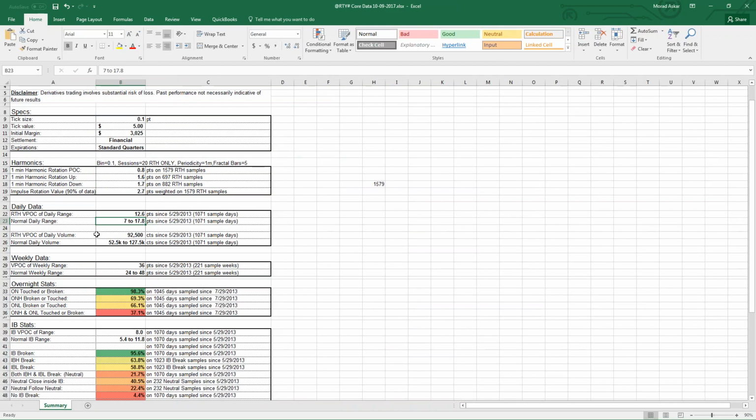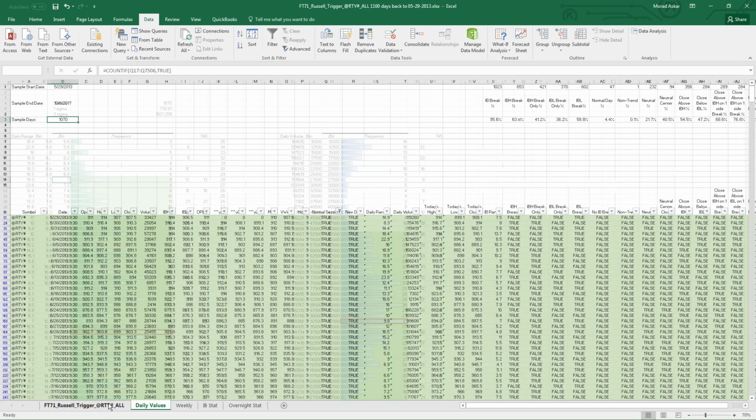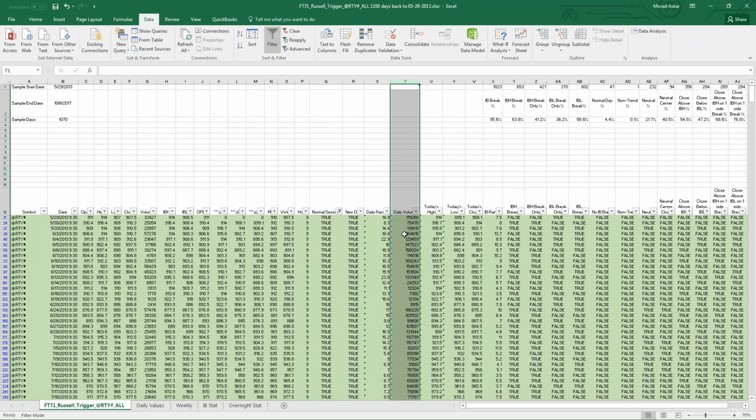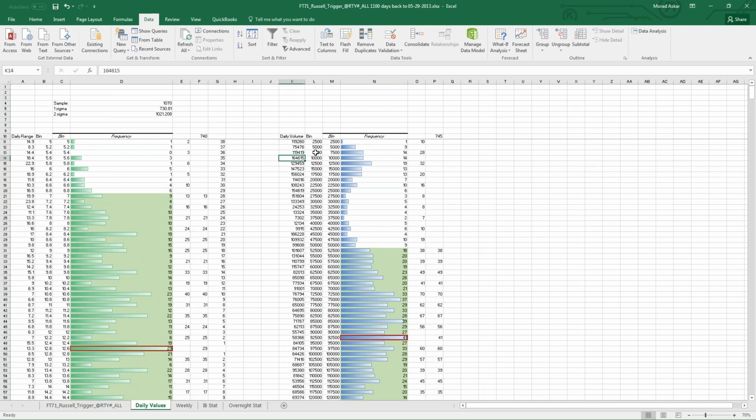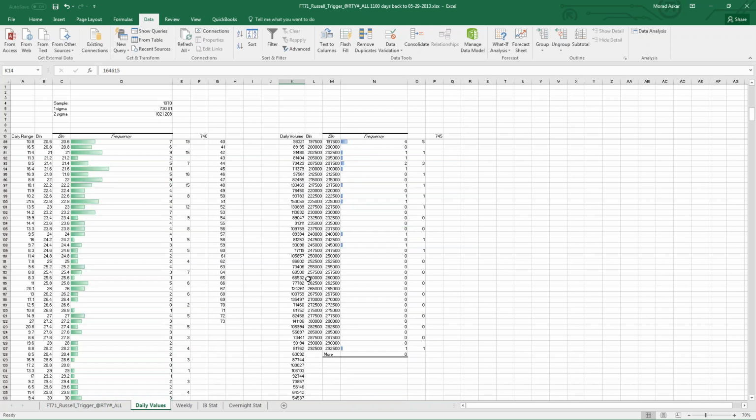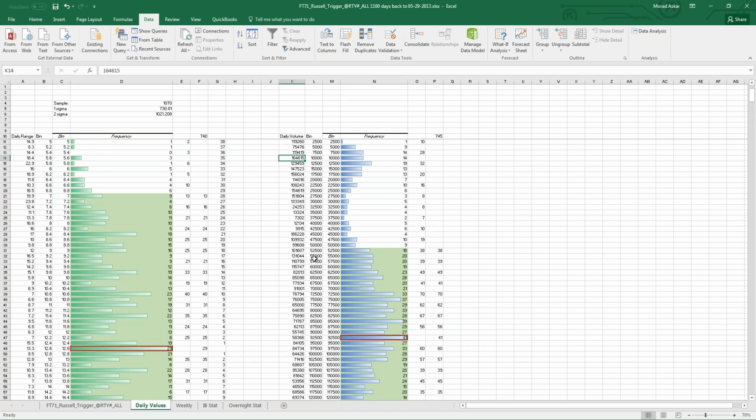The next is, what is the volume? What's considered a high volume day versus a normal volume day? So same thing. I take the volume. So what's the daily volume right here? This column right here, daily volume. I export it, copy and paste the data over here. For each day, I binned the volume in 2,500 contract increments from the lowest amount to the highest amount down here, 292,500. And I ran the same statistical study.